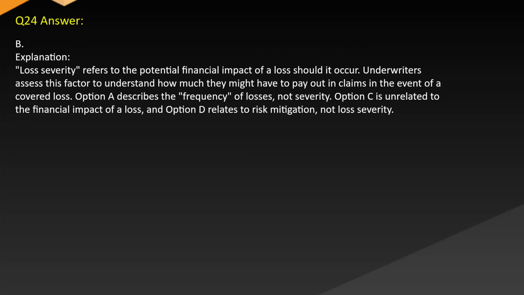Answer: B. Explanation. Loss severity refers to the potential financial impact of a loss should it occur. Underwriters assess this factor to understand how much they might have to pay out in claims in the event of a covered loss. Option A describes the frequency of losses, not severity. Option C is unrelated to the financial impact of a loss, and option D relates to risk mitigation, not loss severity.